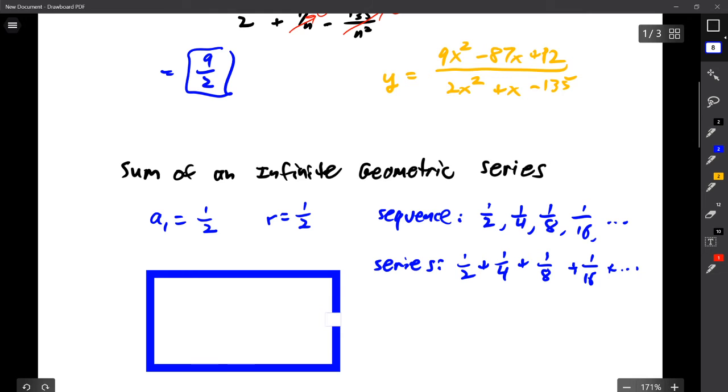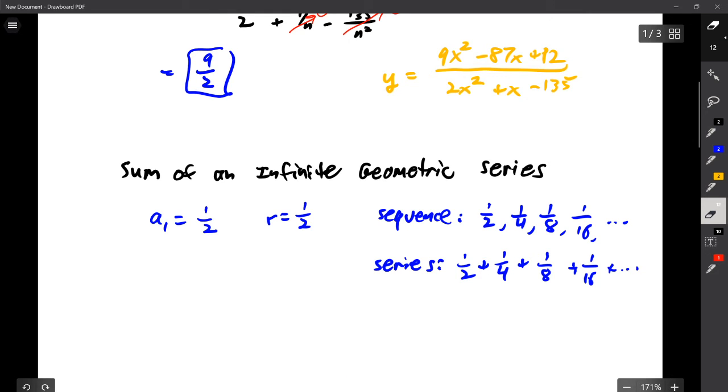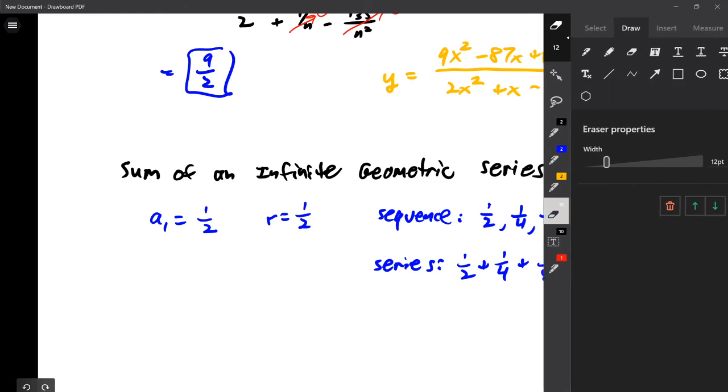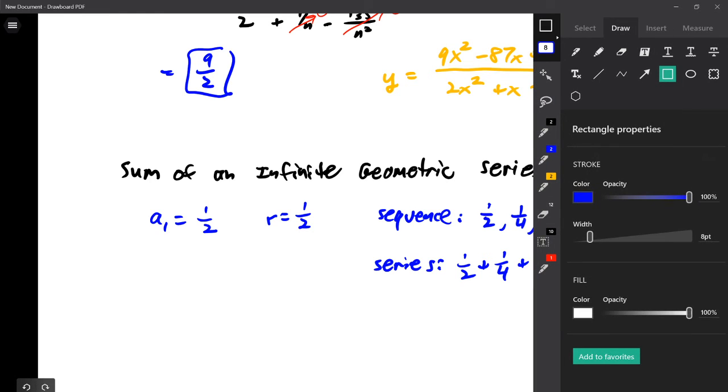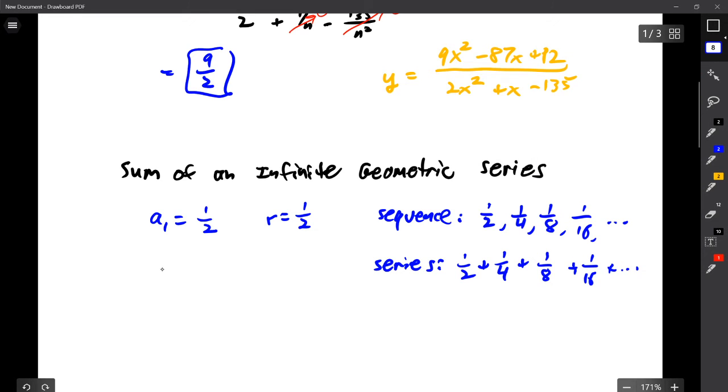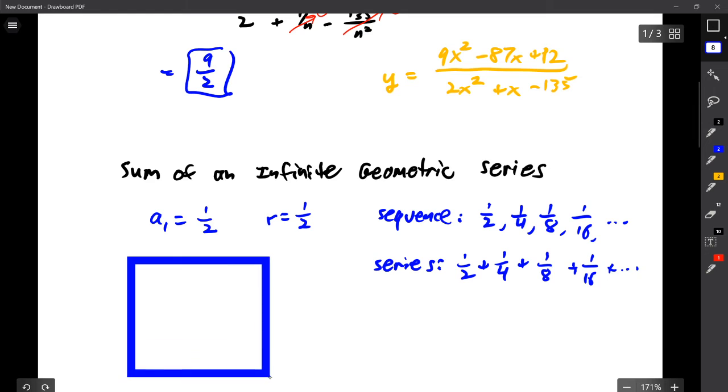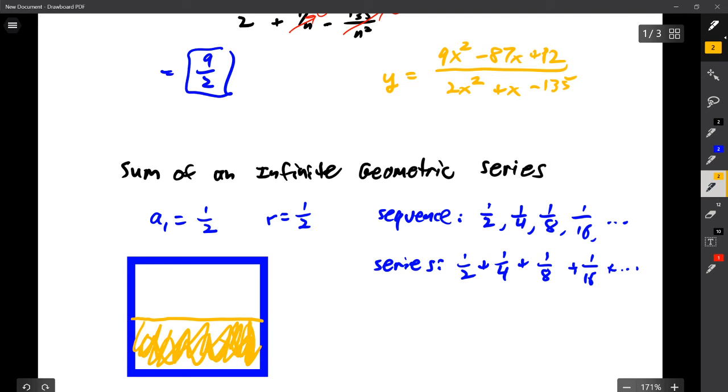Hold on a second. It went away. I forgot it would do a rectangle inside of a square, and I want something that's a little bit more of a square. Okay, we'll go with that. All right, so the first term is 1/2, right? So first we're going to shade half of this square. So this would be if we found the sum of just the first term, 1/2.